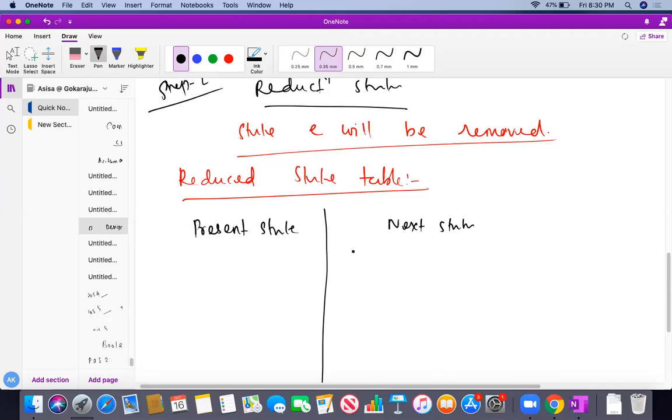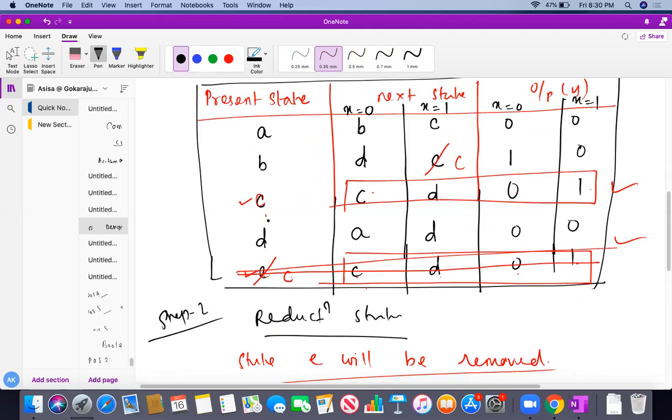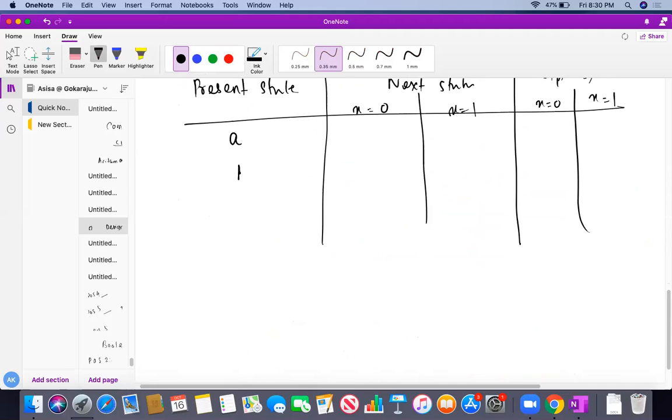Next, for x equal to 0, one state. For x equal to 1, it has another state. Next, for output also the same, output which is y. For x equal to 0, one output. For x equal to 1, another output. So just see here the present states. How many states are there? Only 4 states. So A, B, C and D. Only 4 states, because E got removed because of the same next state and output.